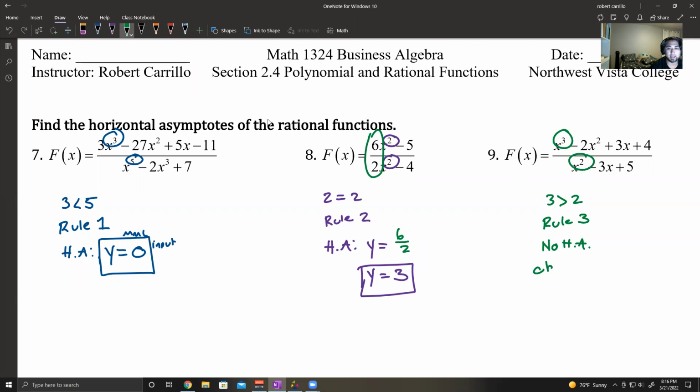Oblique. You have an oblique asymptote, and the only way to find that is by long division, which we don't do here. So that's it. Our answer would be no horizontal asymptote.